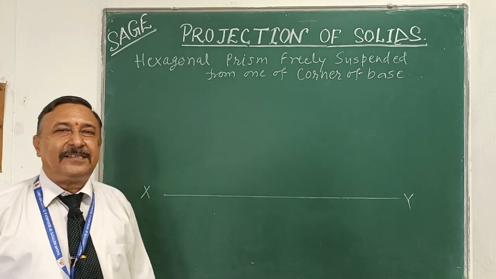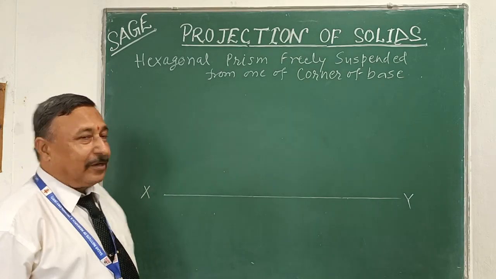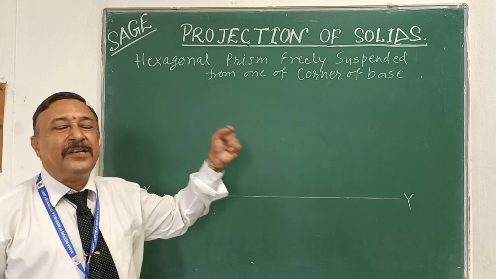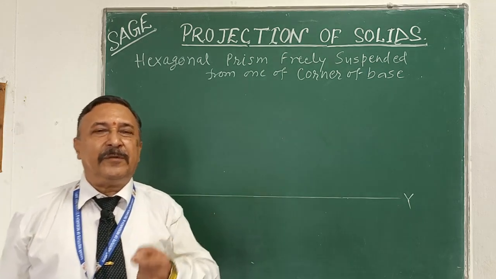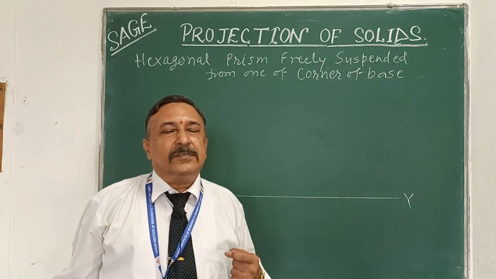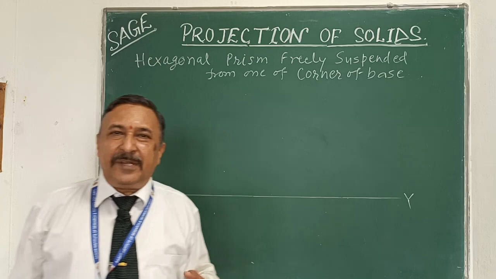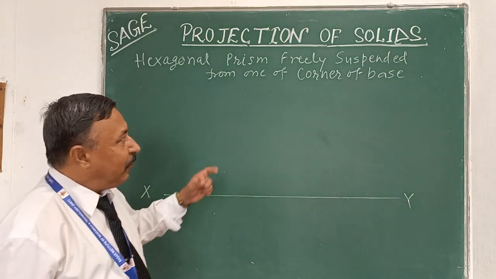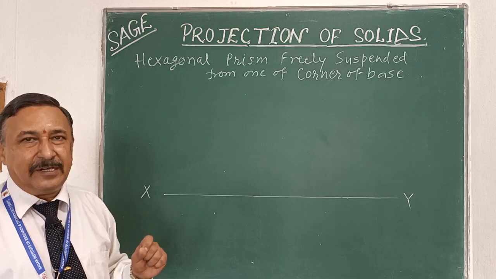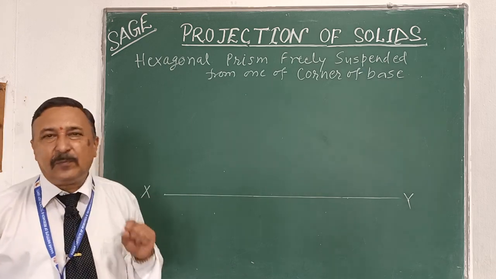In this another lecture of projection of solid, today I am taking a hexagonal prism freely suspended. If you remember, in the last lecture we had to draw a square pyramid freely suspended. Now in this case we take a prism freely suspended. Now how do we draw this problem?